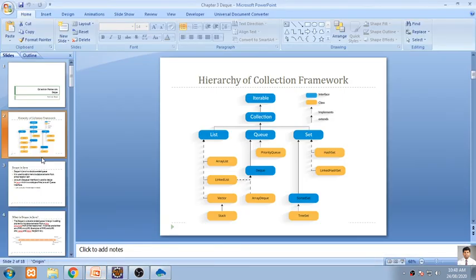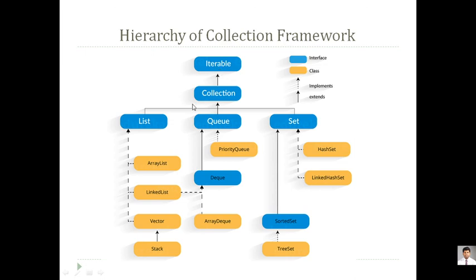So this is how we have completed DQ, and now we'll go for a description of what we have completed. We have gone through array list, linked list, vector, stack, array queue, priority queue. This whole part is completed. Only two, three classes are still remaining: hash set, linked hash set, and tree set.